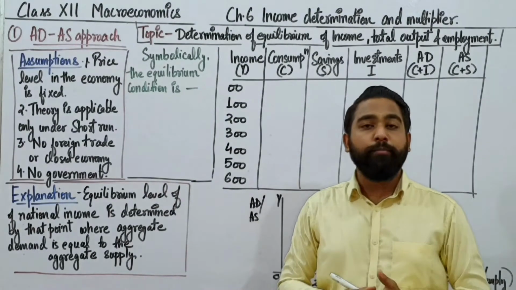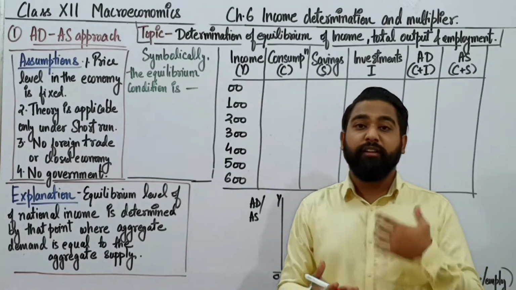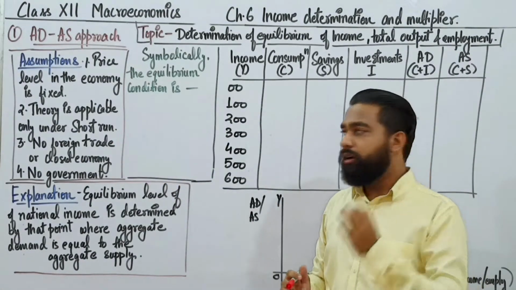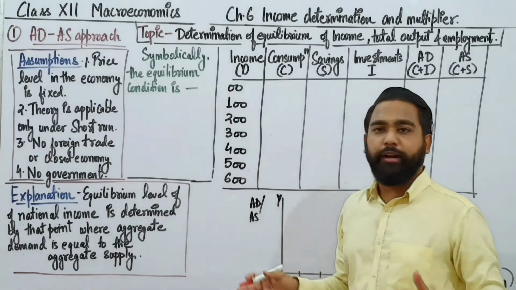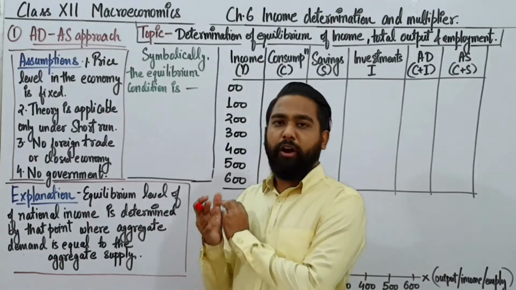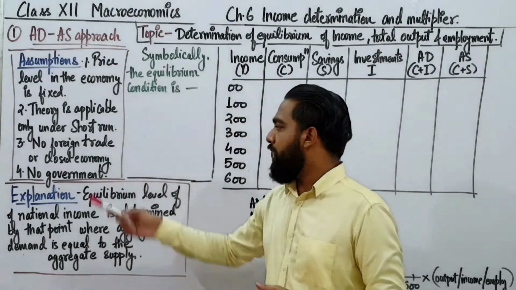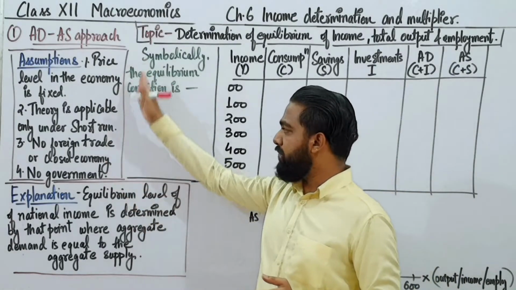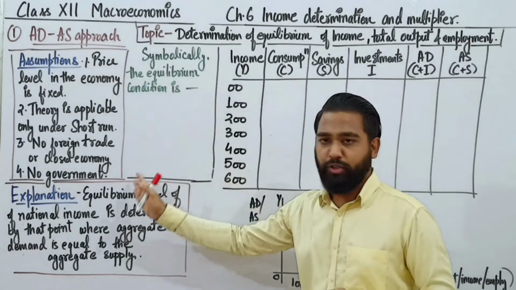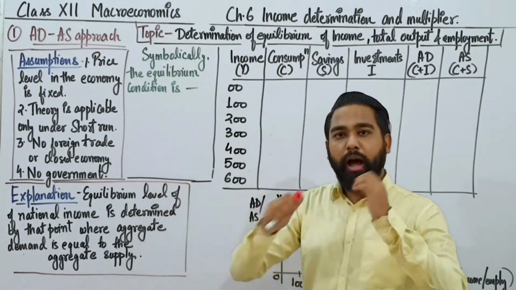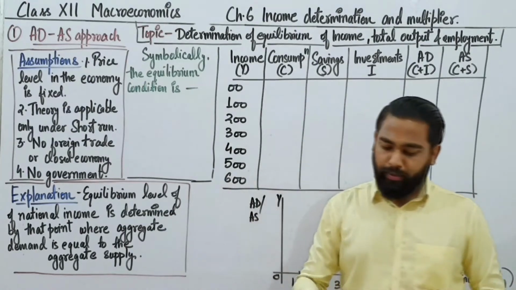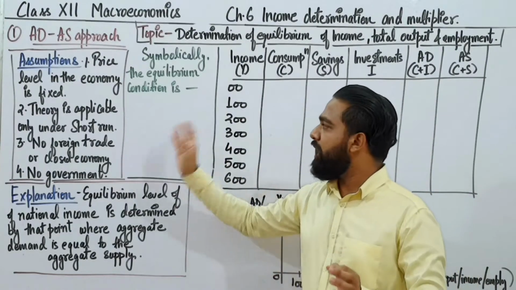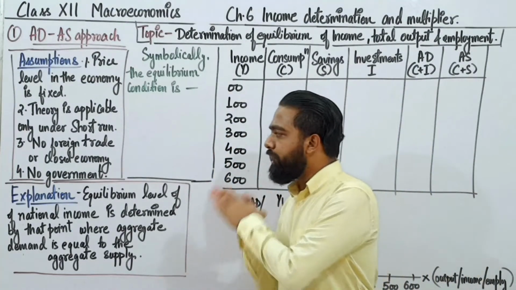There will be no changes in the fixed variables. Everything will be taken under the short run. Third, no foreign trade. Our economy is a closed economy and we are not going to trade anything with the rest of the world. And the fourth one is there is no government. These are the assumptions which you need to understand before starting this topic.